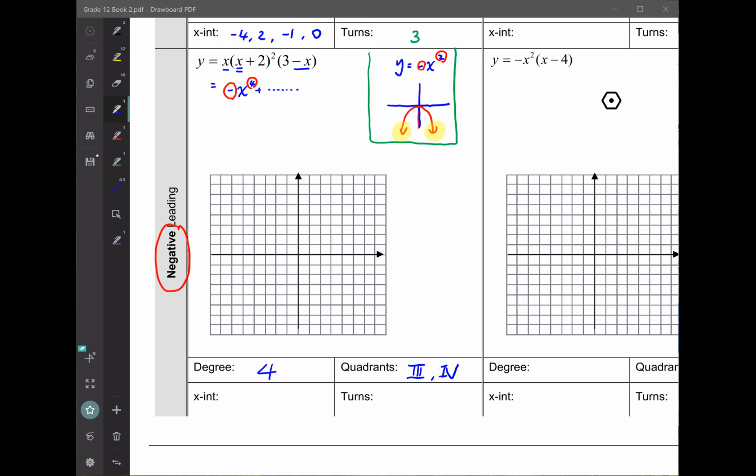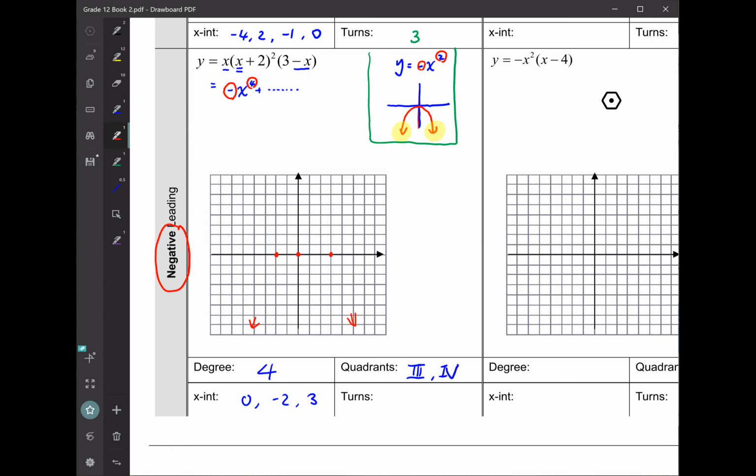All right, so where are the x-intercepts? 0, -2, 3. Yep, 0, -2, and 3. Let's graph it on the grid. 0 right in the center, -2, and then 3. Because it belongs to even negative, we know the arrow has to be in quadrant 3 and 4.